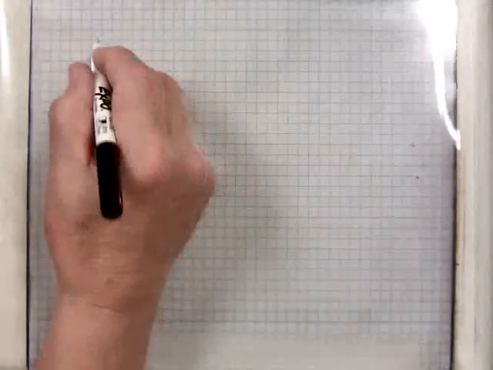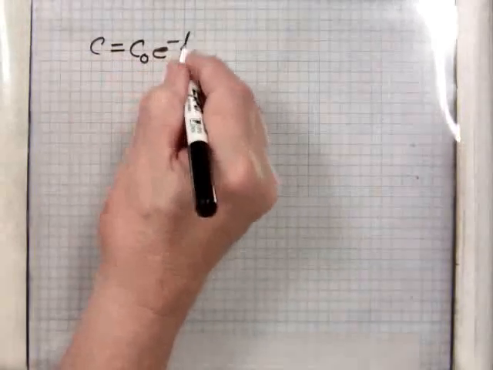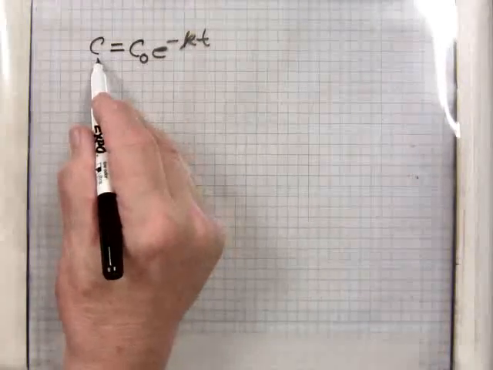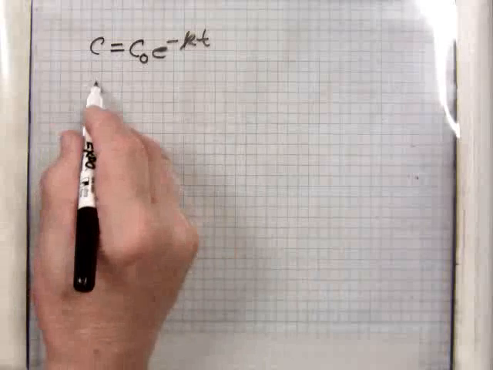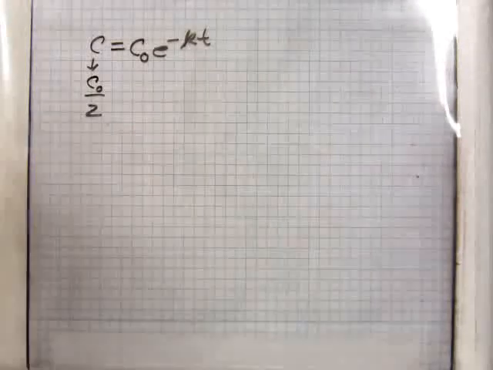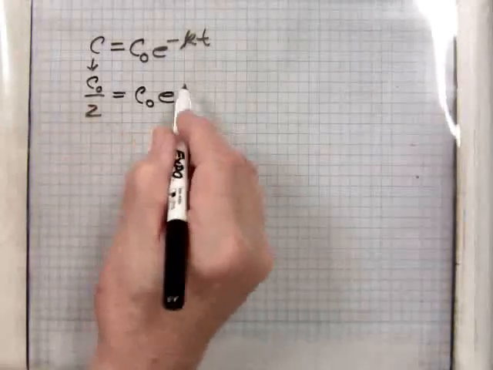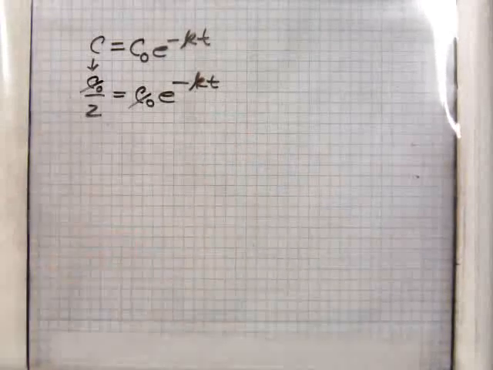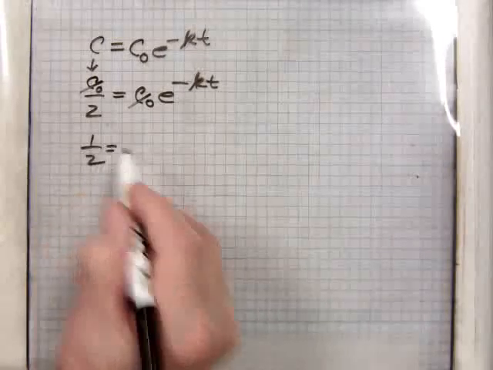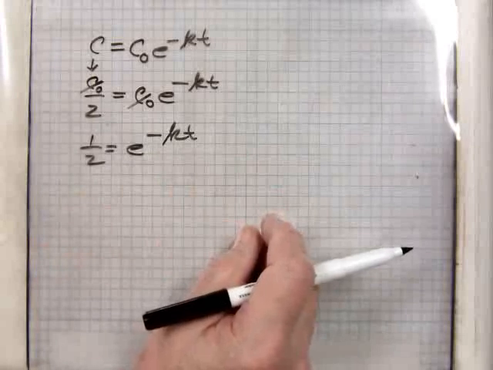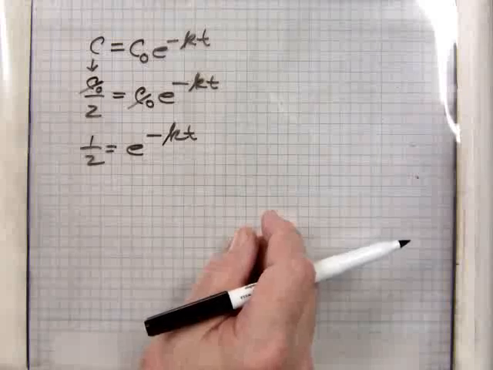Okay, C equals C sub O e to the minus KT. Well, the initial is C sub O. What's the final if we're talking about the first half-life? Well, that's C sub O over 2. So C sub O over 2 is equal to C sub O e to the minus KT. Well, you can divide both sides and cancel that one out. So now you have 1/2 equals e to the minus KT, like that. You can do anything to a chemical equation or a math equation as long as you do it to both sides, according to the math teachers.